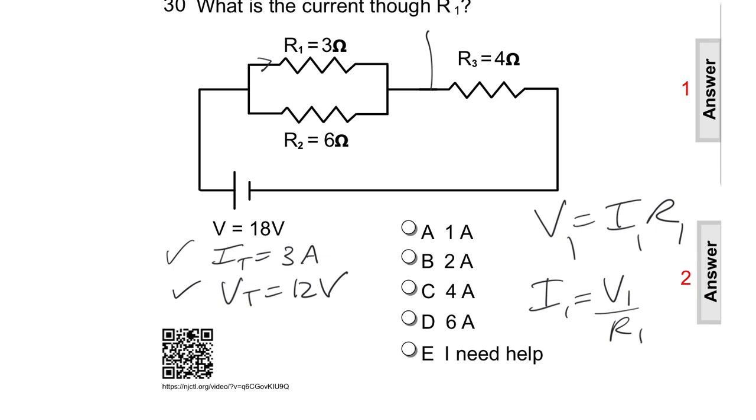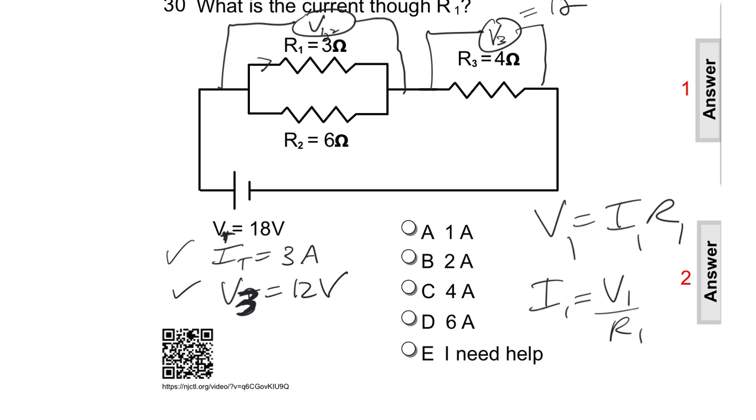Now be careful. V3 was what? We found that in the previous problem. That was 12 volts. VT is 18. Sorry about that error. So if V3 is 12, what's across here? V1, 2, if you want to do that.